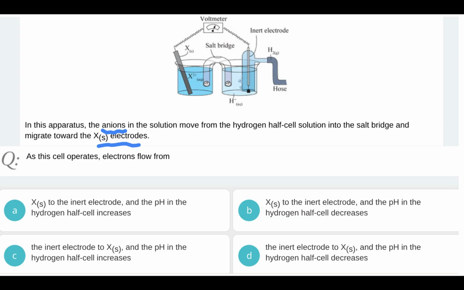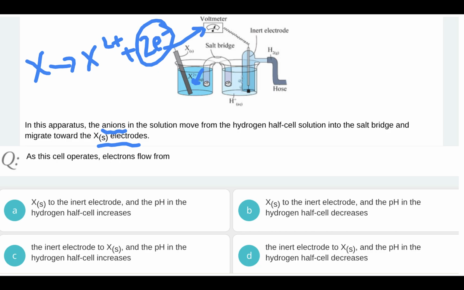So that means if the salt bridge is moving towards the X electrode, it's because the X would be breaking up. X would be turning into X2 positive and 2 electrons. Those electrons would leave into the wire to go over to the cathode, and X2 positive will be added to the solution. So to neutralize that solution, the negative anions from the salt bridge will come and travel over.